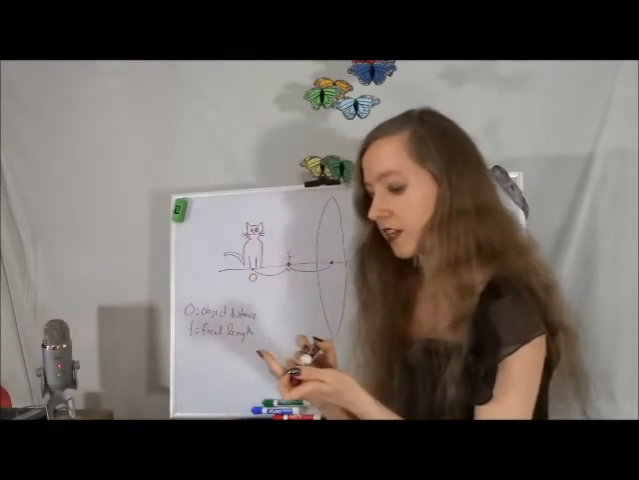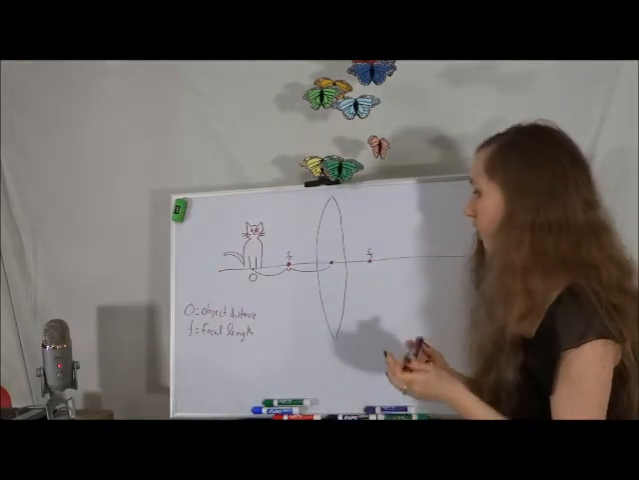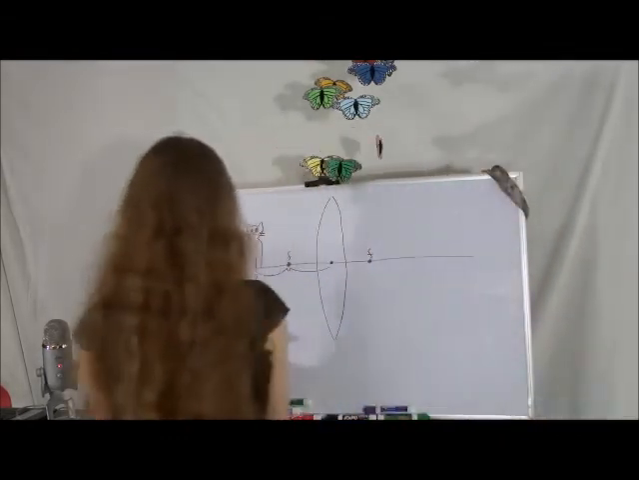Now I also have what's called an image distance, and that's just going to be the distance from the center of your lens to your image. So we don't have it on the board yet because we haven't drawn it yet, but I is your image distance.